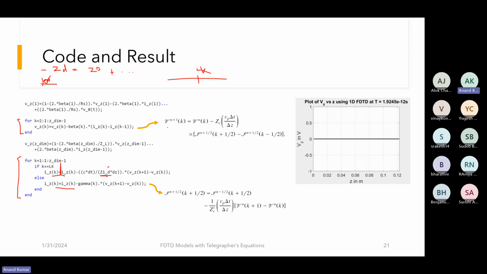The voltage expression was not changed, so no change in the loop for the voltage. The current expression changed, so instead of using the regular update equations, we'll use the modified update equation for the current at the position of the inductor, and that's it. Once we have done that, we can simulate our code and we'll get the effect on the wave propagating through the transmission line. When it encounters a series inductor, the wave will see some reflection. So you can see there is some reflection again, due to the inductor which is located at some point over here.